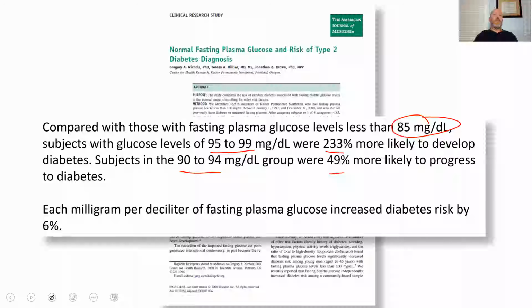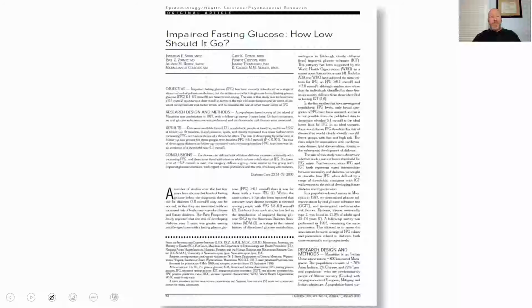So anybody that's saying that a fasting plasma glucose above 90 is okay is wrong. There's an increased risk for diabetes, and it's associated with arterial stiffness. So right now, if we're trying to create an optimal reference range for glucose, I think anything above 90 is absolutely problematic, and therefore the optimal reference range should be less than 90. This was a really great paper, Impaired Fasting Glucose: How Low Should It Go?